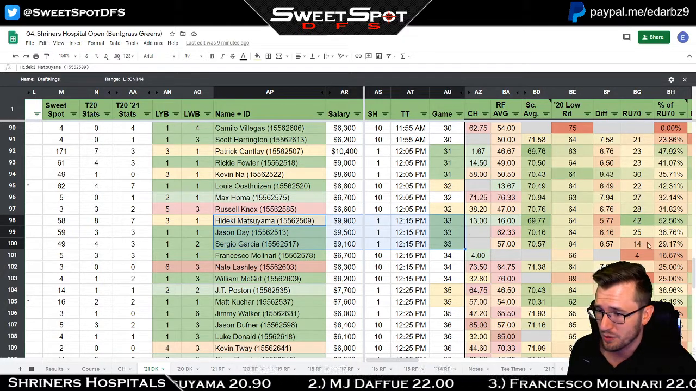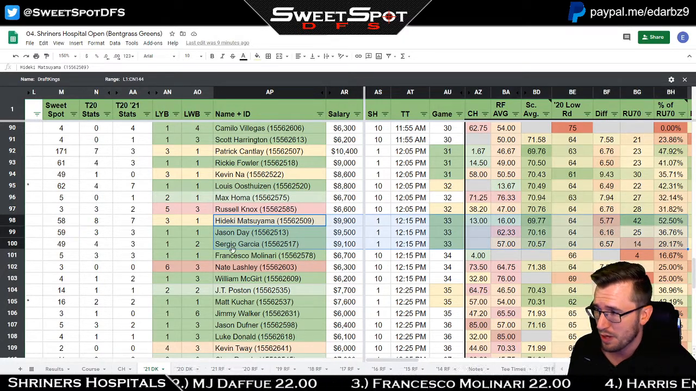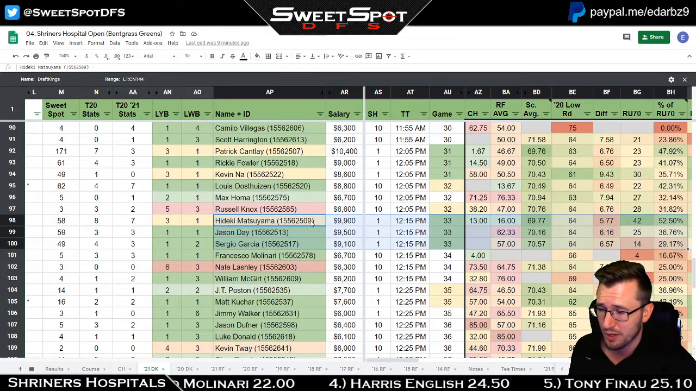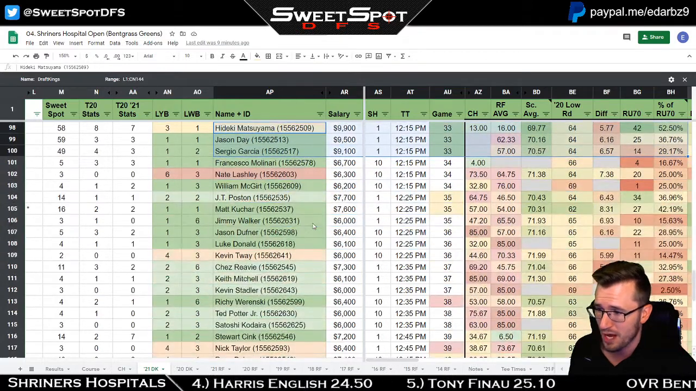This group is a dynamite group. I like this group a lot. It's a ball striking haven. You have Sergio, Day, and Matsuyama. I think pairing any of those guys up together is going to be phenomenal.